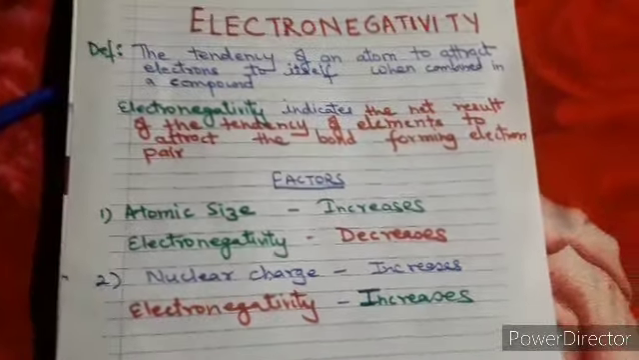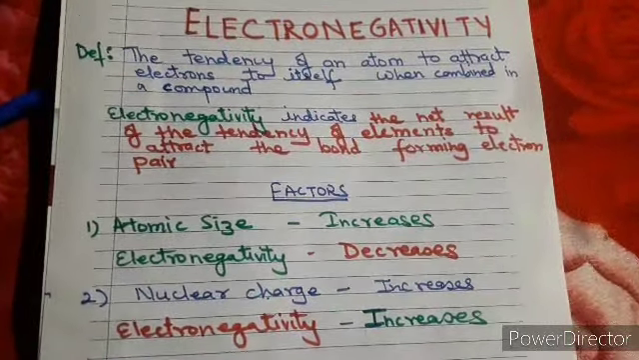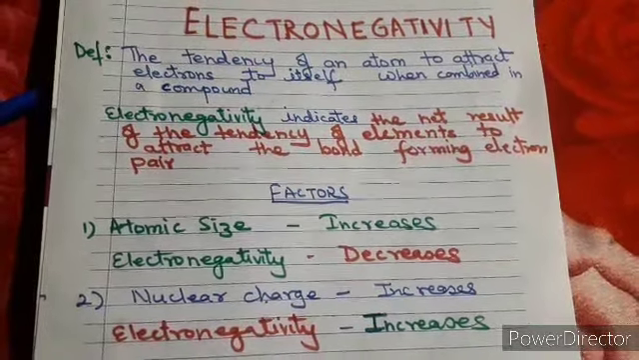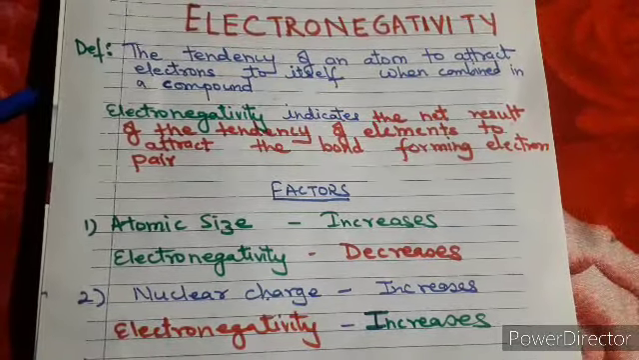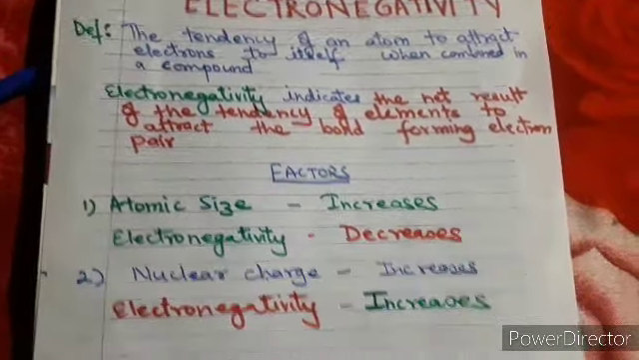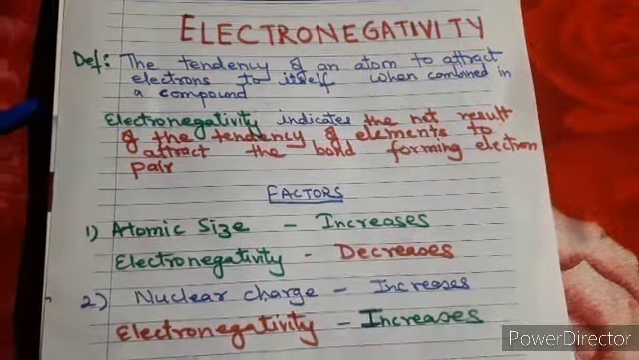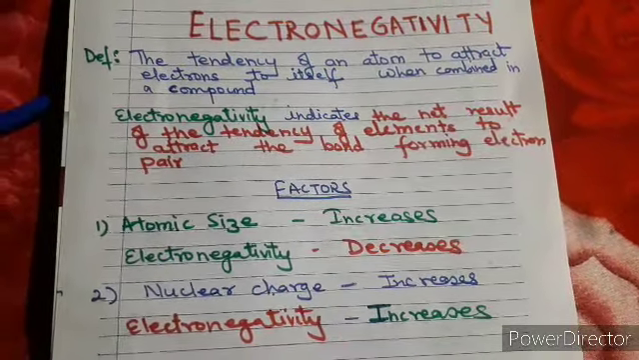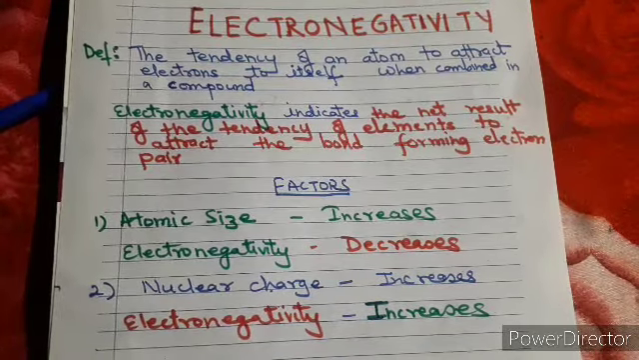Now class 10, today we'll start with the new topic, that is electronegativity. It's one of the periodic properties, and it's coming in your first chapter. I have written the definition also for electronegativity: the tendency of an atom to attract the electrons to itself when combined in a compound.